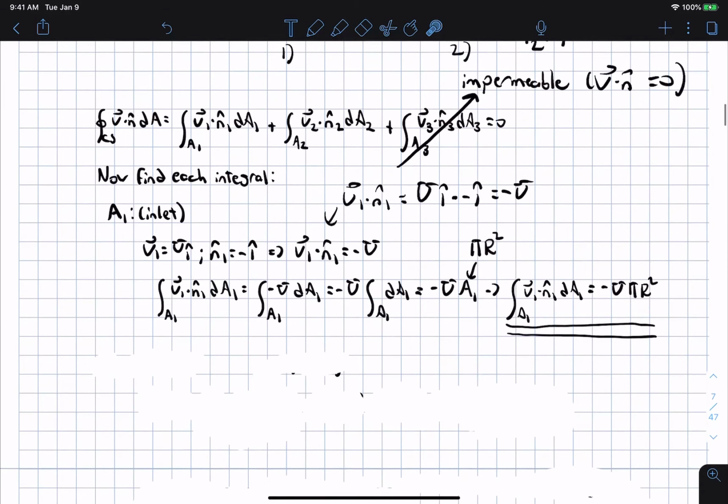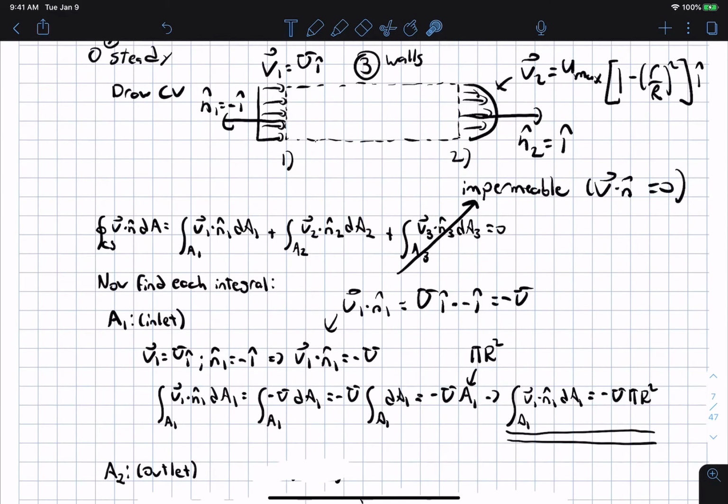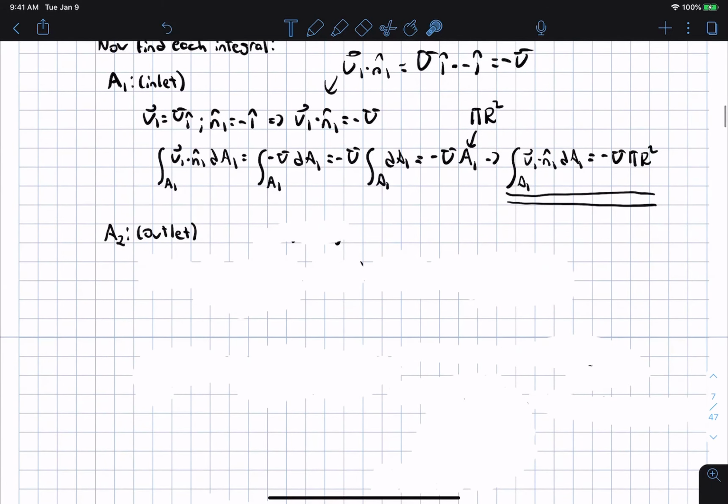So now area 2, that is an outlet. I guess how you could define an inlet is a section where flow is moving through a surface, and the velocity in n hat, v dot n hat, is negative. An outlet is where v dot n hat is positive and there's flow moving through a surface. Okay?